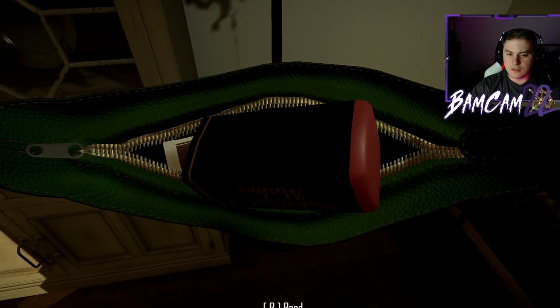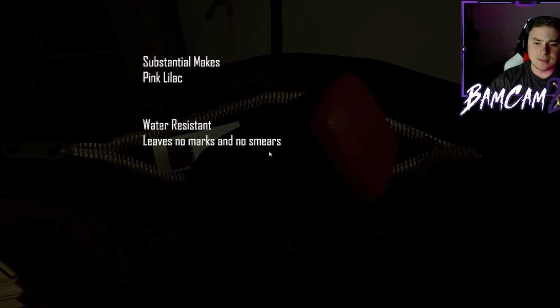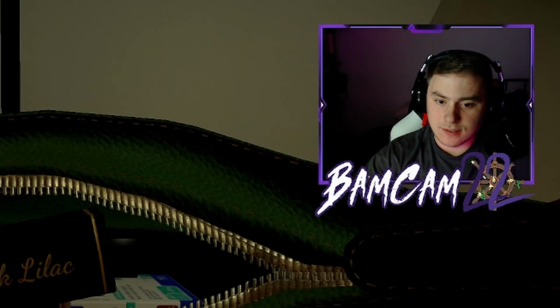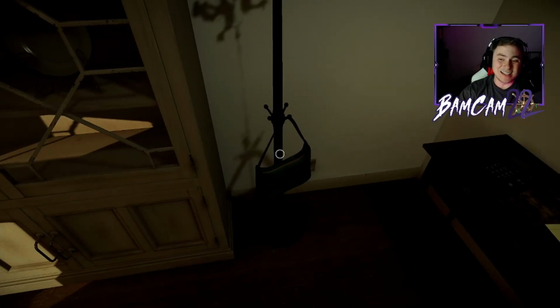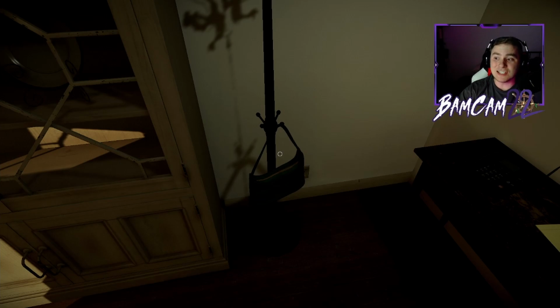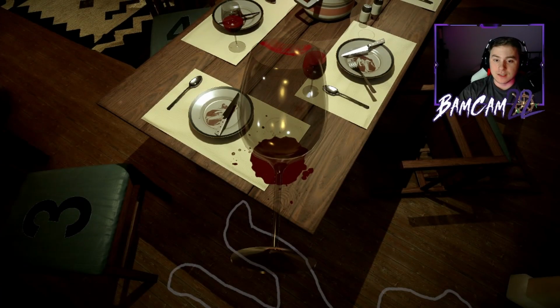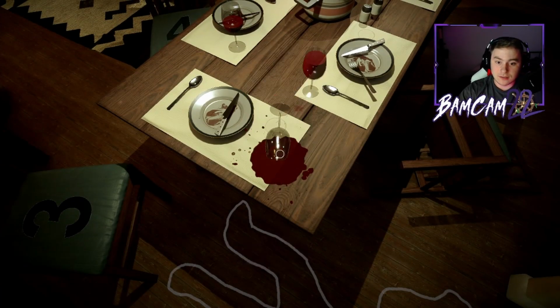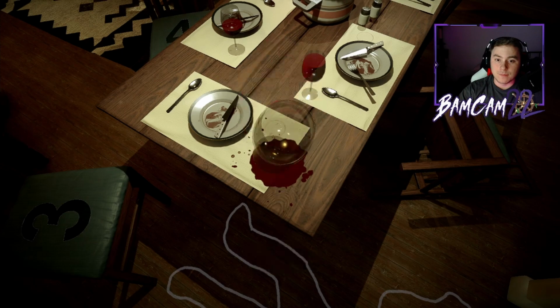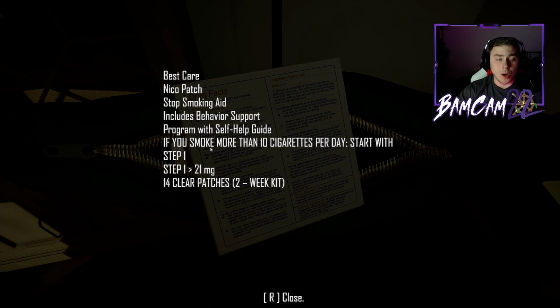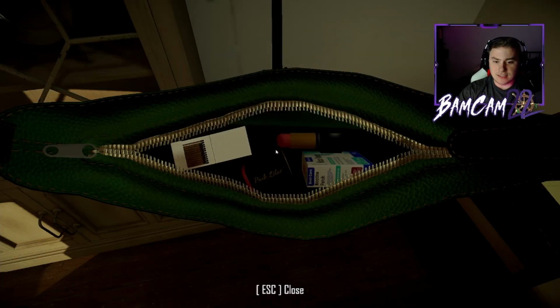Wait a second. This lipstick doesn't smear, and we know the victim had lipstick on her wine glass. So this purse is not the victim's purse, meaning Jenny was here and she was not the victim. The victim has to now be Clara. The lipstick is the dead giveaway. Is she trying to stop smoking because she's pregnant? It's all making sense now.